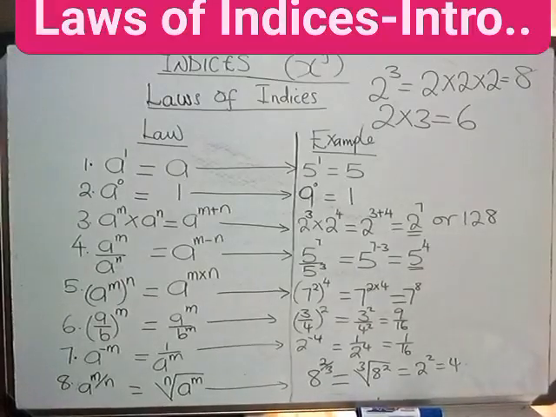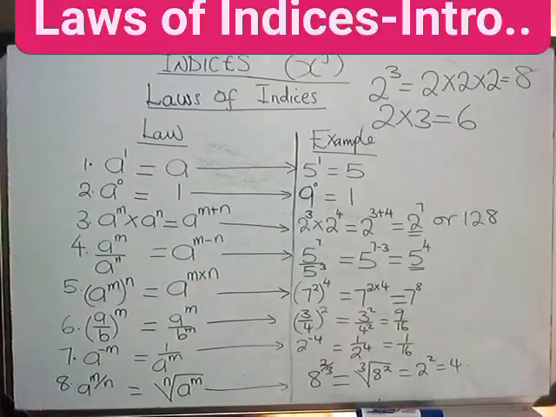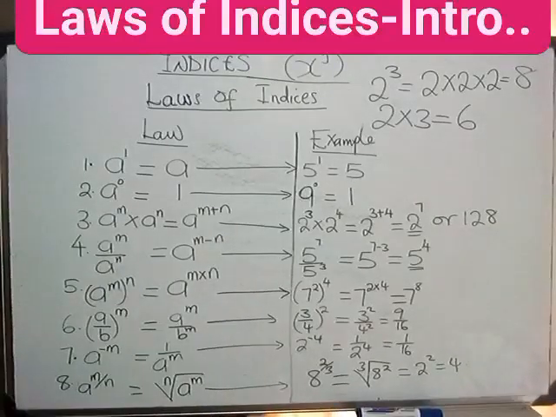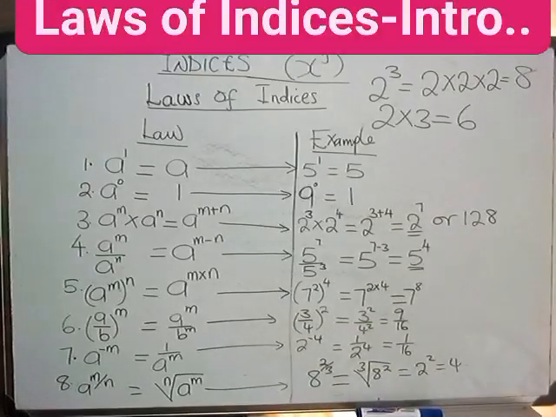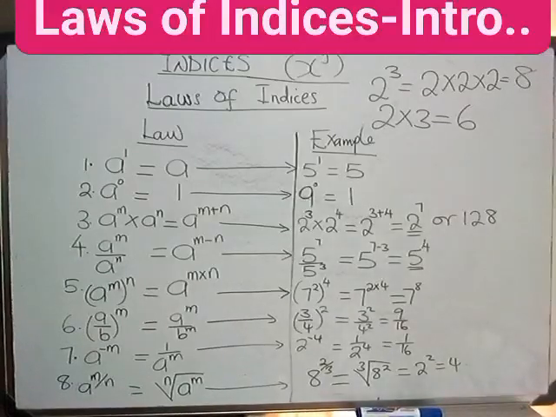We have law number 4, where we have a to the power m divided by a to the power n. So when you are dividing two expressions which have got the same base, you keep one base and you subtract the indices. As you can see there, we have the example 5 to the power 7 over 5 to the power 3. And we have 5 to the power 7 minus 3, which is 5 to the power 4. And you can still go ahead and find the answer for 5 to the power 4.